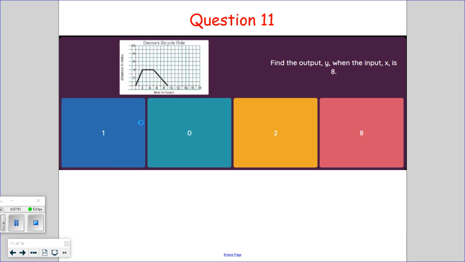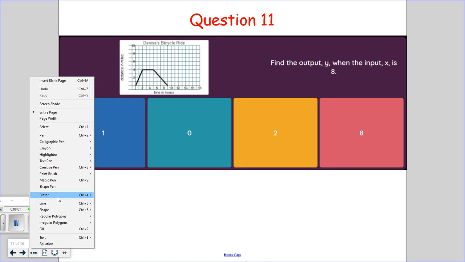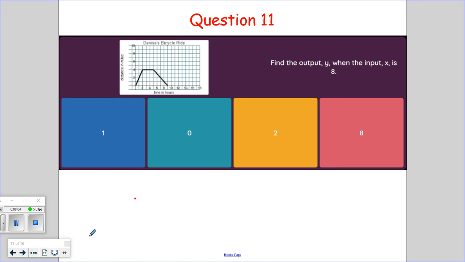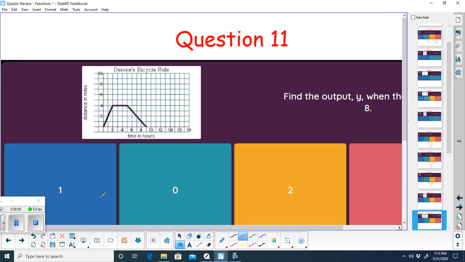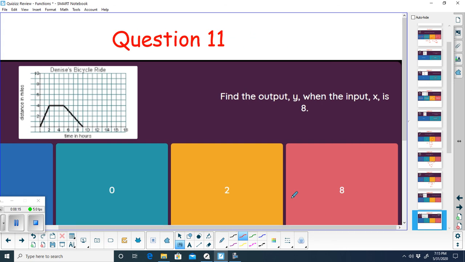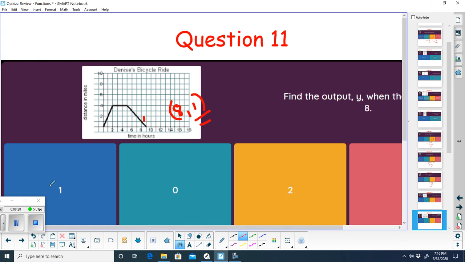Moving on. Find the output y when the input x is 8. All right, let's zoom in a little. Oops, I do not want to stop recording. Let's go into a zoom here. All right, so find the output when the input x is 8. So when x is 8, your output, your y here, is 1. So the point (8, 1), right? So the output is 1. That's what we're looking for.